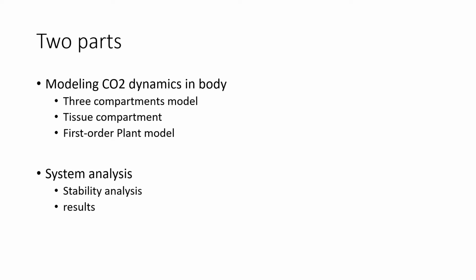The paper is organized in two parts. The first one is modeling the carbon dioxide dynamics in our body. They first proposed a 3 compartments model, then reduced it to the 2 compartments, and finally to only 1 compartment. The second part is the system analysis.